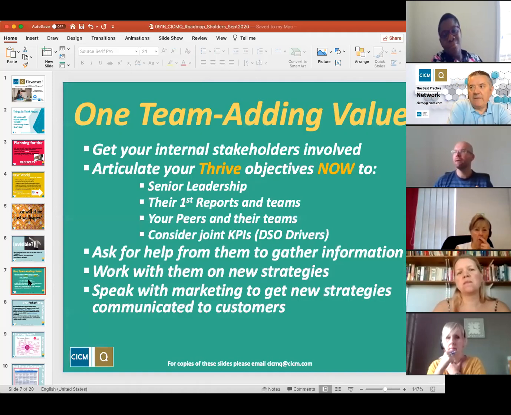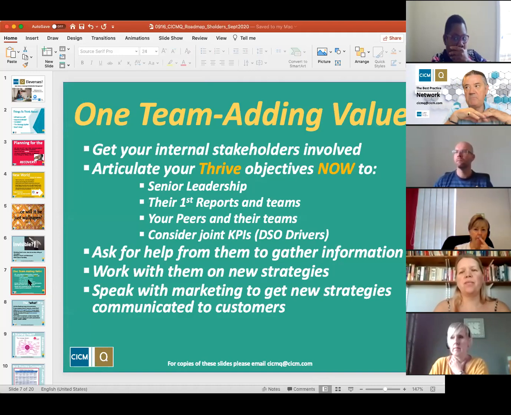So one team adding value. So getting your external stakeholders involved is the most important thing. Articulating your Thrive objectives now, and you have to do that to your peers, and also the whole stakeholder community. When we think about who are our stakeholders, and we'll talk a little bit about that later on, who are our stakeholders? They are pretty much everybody that we deal with.